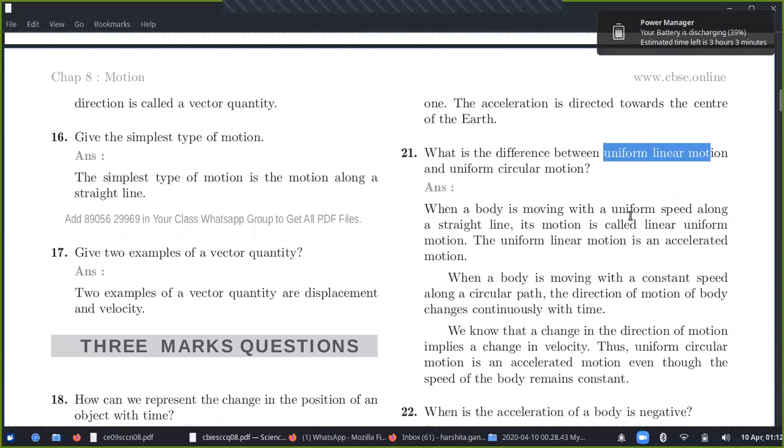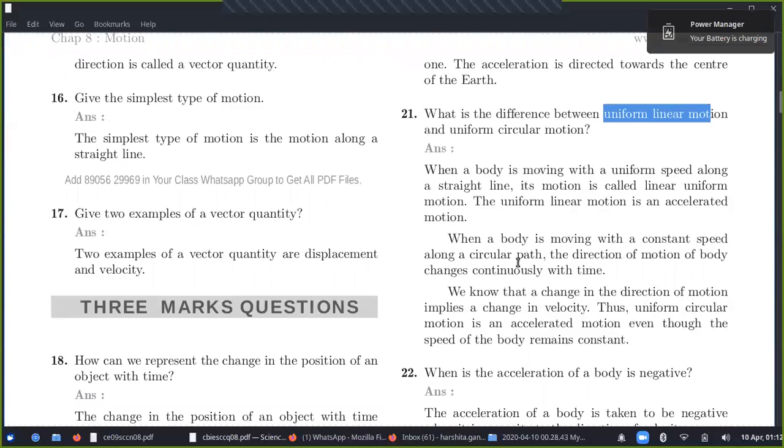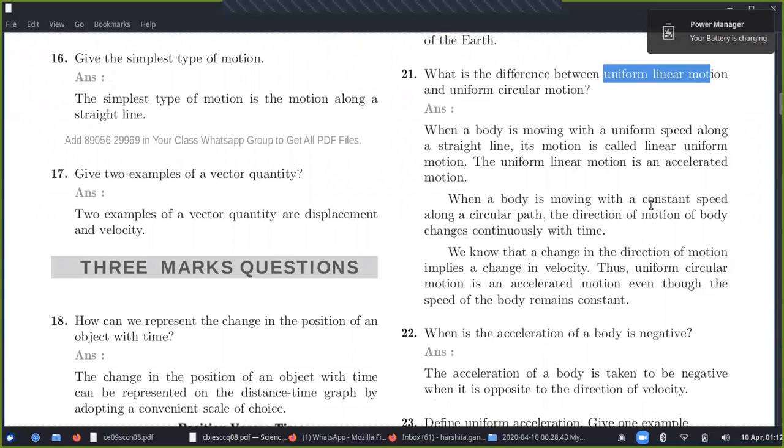When a body is moving with a uniform speed along a straight line, its motion is called uniform linear motion. So first you have to define both of them. Uniform linear motion is an accelerated motion. Now, when a body is moving with a constant speed along a circular path, the direction of motion of the body changes continuously with time. We know that a change in direction of motion implies a change in velocity. Thus, uniform circular motion is an accelerated motion even though the speed of the body is constant. Alright?